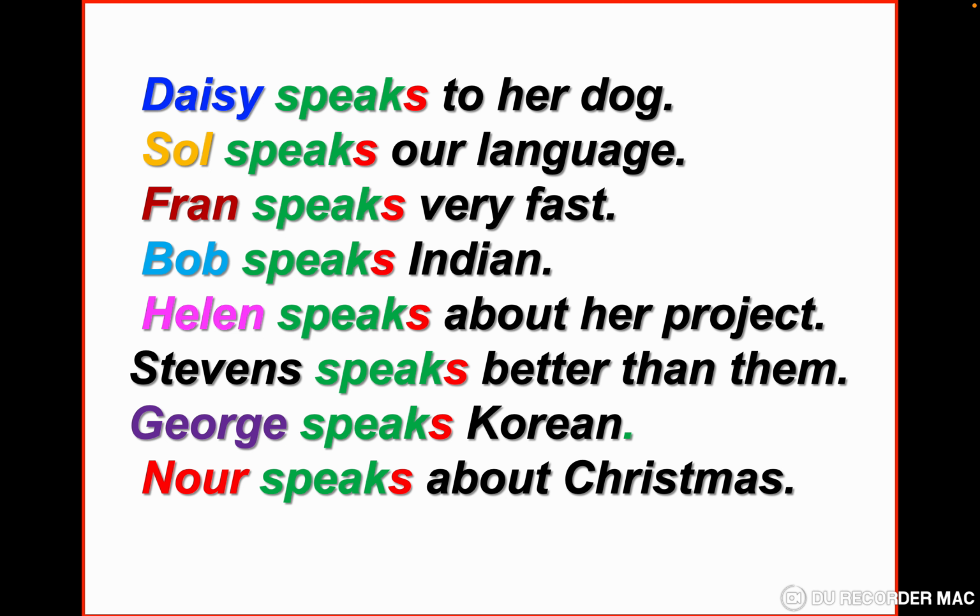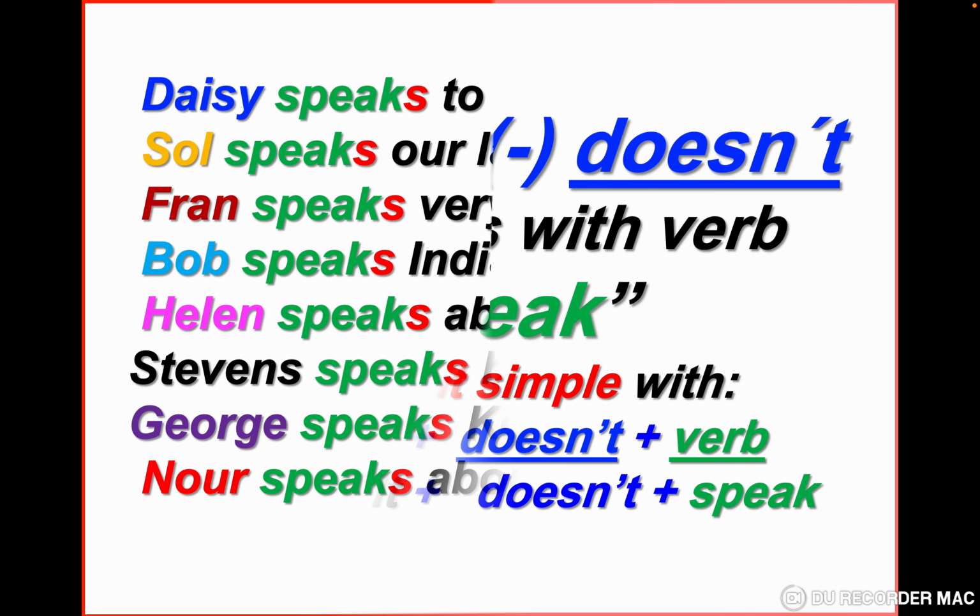So let's repeat after me. Daisy speaks to her dog. Saul speaks our language. Fran speaks very fast. Bob speaks Indian. Helen speaks about her project. Stevens speaks better than them. George speaks Korean. Noor speaks about Christmas. So let's see these examples in the negative form.